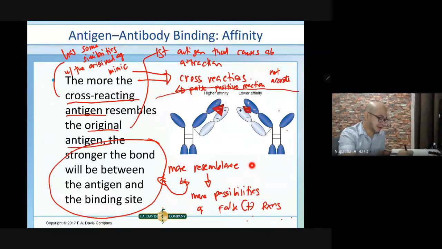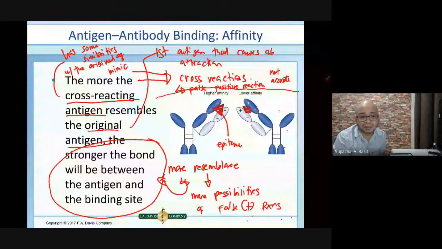Now take a look at the illustration that we have here. So here you have higher affinity, as compared to the lower affinity, because higher affinity means that the epitope is highly specific. So let's say the triangle here represents the epitope. The epitope here is highly specific for the antibody, the FAB portion of the antibody.